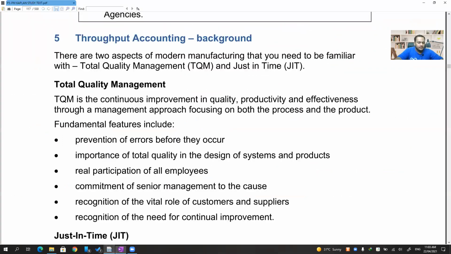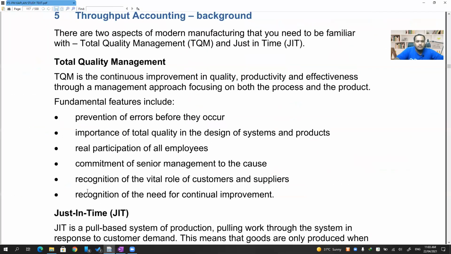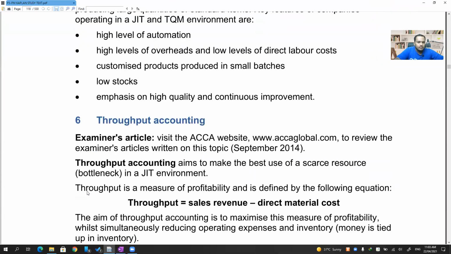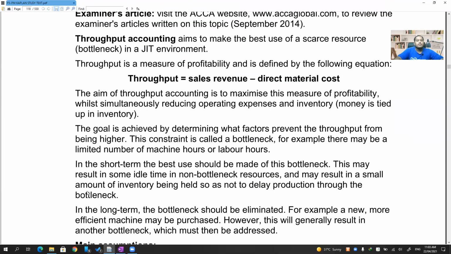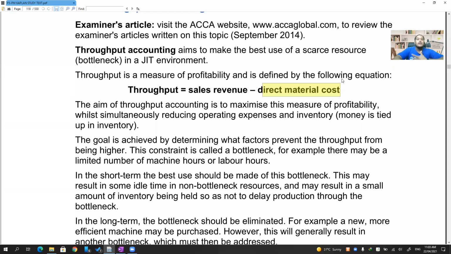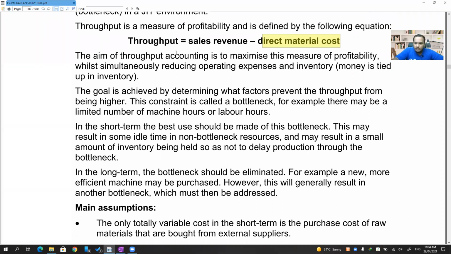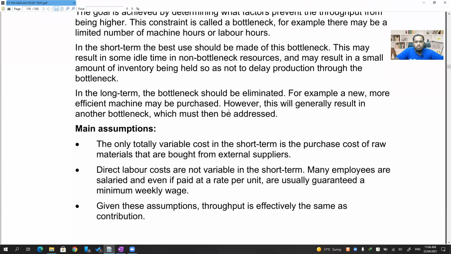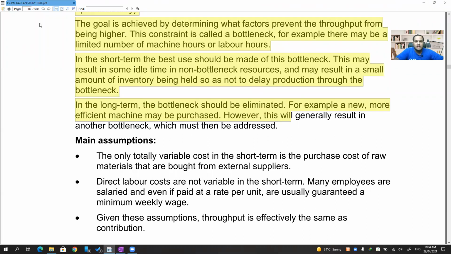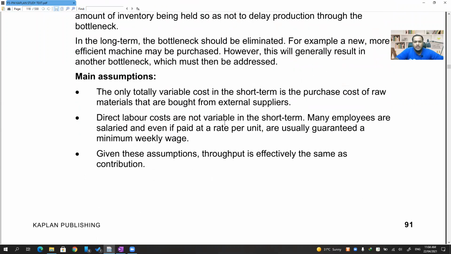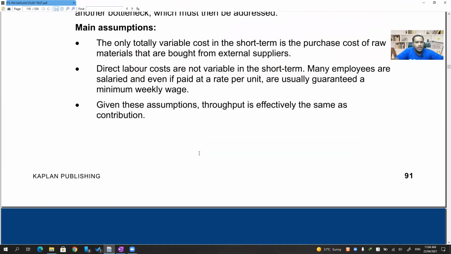Let's see this. Throughput is considered as the sales revenue minus the direct material cost. Only material is considered to be the truly variable resource, and all of the rest of the things are called factory costs. Okay, so in the long run, the bottleneck should be eliminated and all that stuff. You don't need to worry about it. I already explained all of these things.